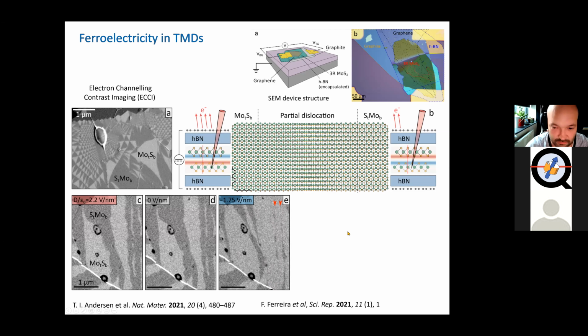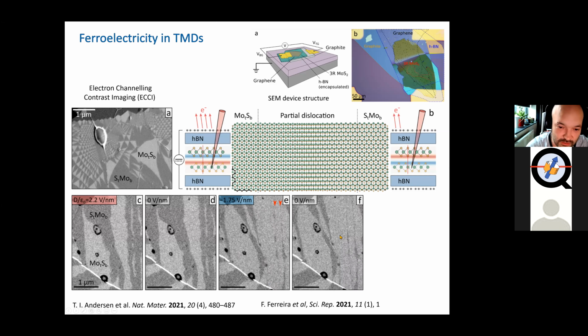So that is basically the hysteresis loop, if you like. And then if we apply the positive field again, it restores the configuration that we saw in the beginning.